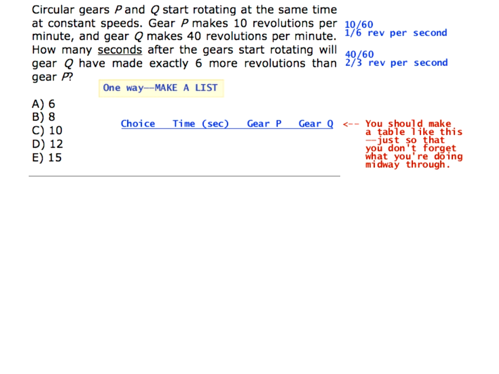So with choice A, that means we're looking at 6 seconds. Gear P is 1/6 times 6, so 1 revolution. Gear Q is 2/3 of 6. What do we want here? What are we looking for in the table? We're looking for what?